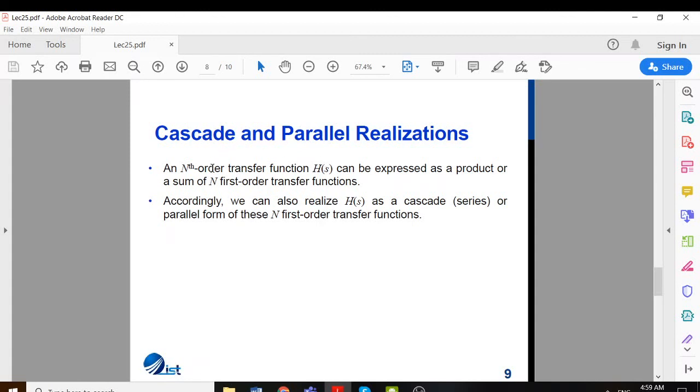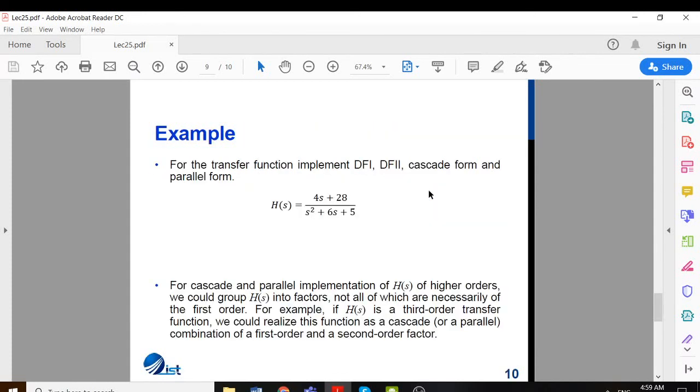Where the transfer function is divided as a product of terms, we'll call it a cascade realization, and where it is divided into a sum of first order transfer functions through partial fraction expansion, we'll call it a parallel realization. So let's do all these realizations for the transfer function given in this example. We have to implement it through direct form 1, direct form 2, cascade form and parallel form. So let's try to solve this example.